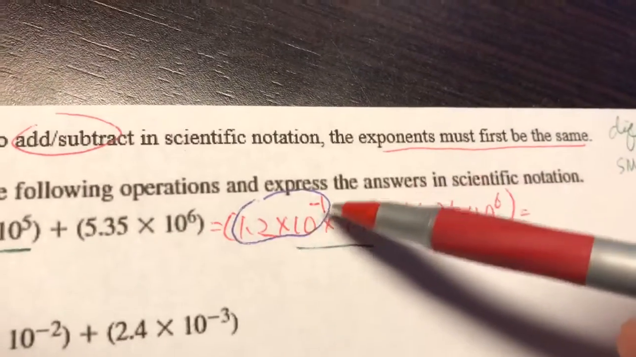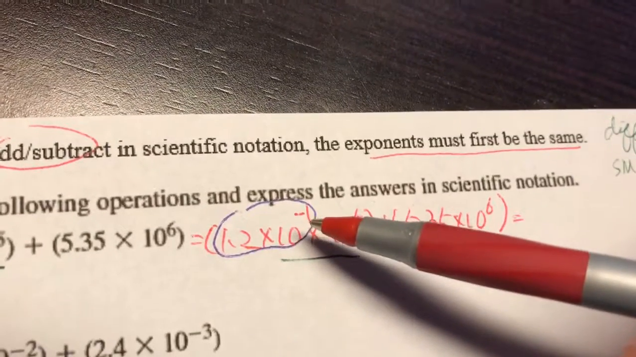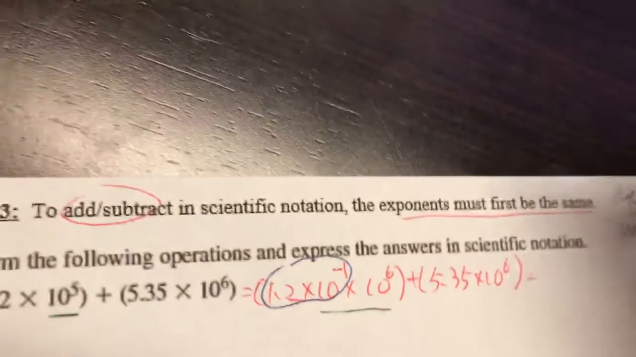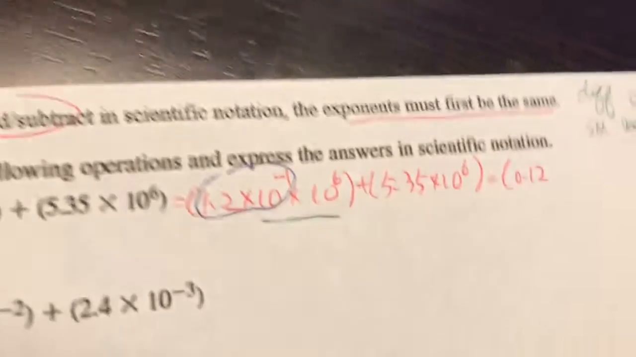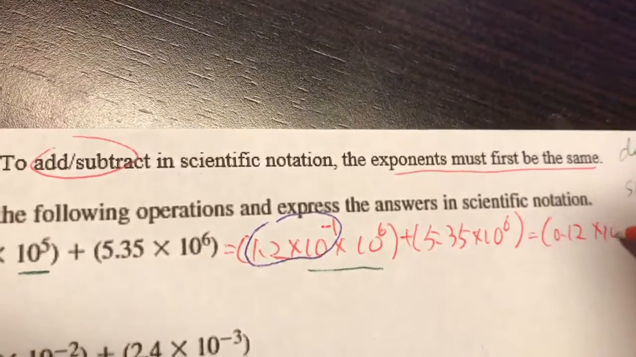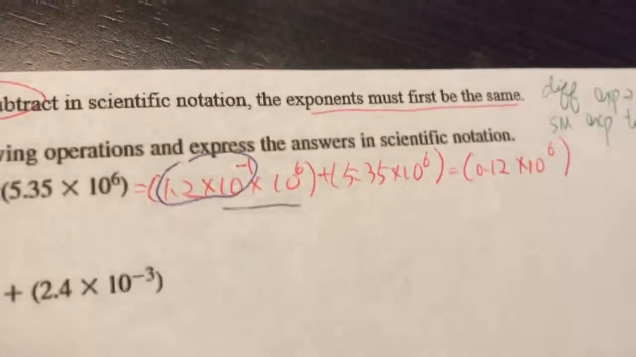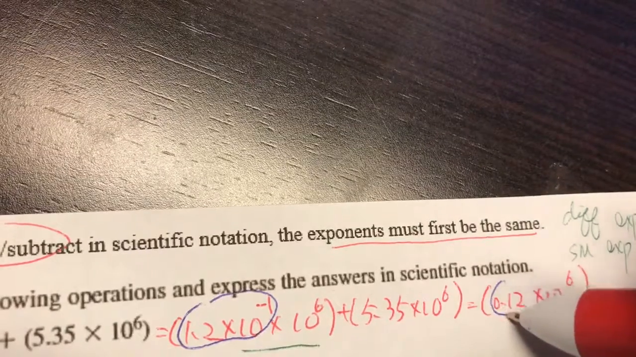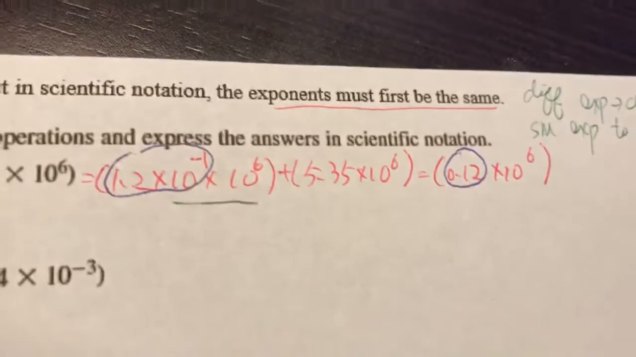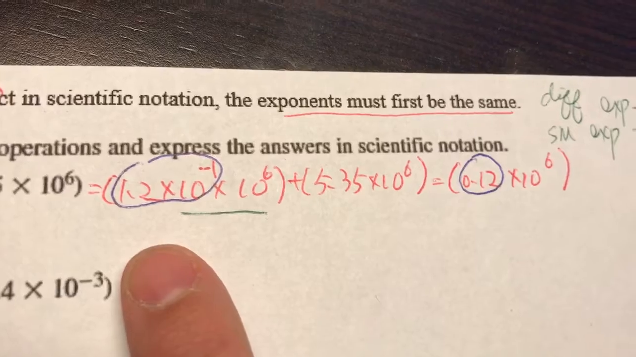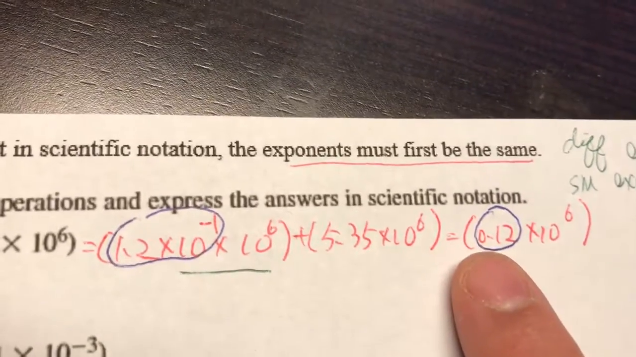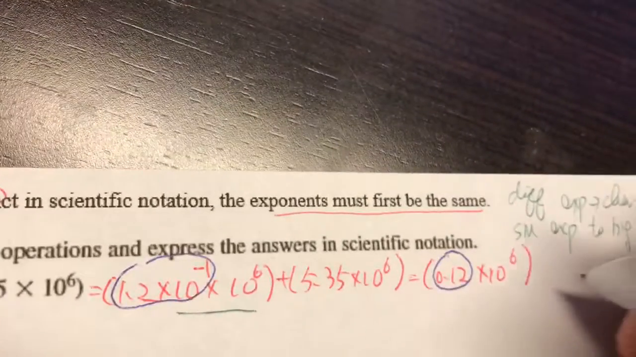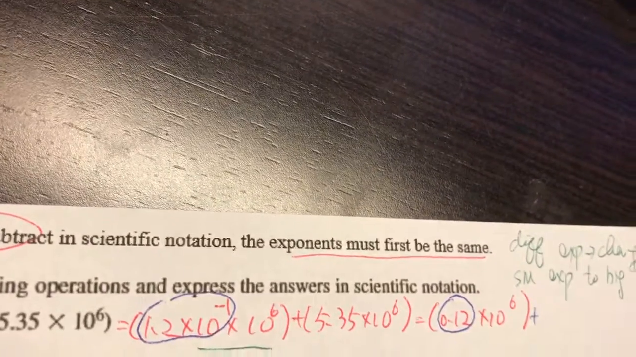Okay, so this -1 means my original number will be less than 1. So I have to move my decimal place 1 to the left. It becomes 0.12 times 10 to the power 6. So this part equals this, okay? See, 1.2 times 10 to the power -1 is 0.12. 10 to the 6, no change. And then the rest, the same. No change.